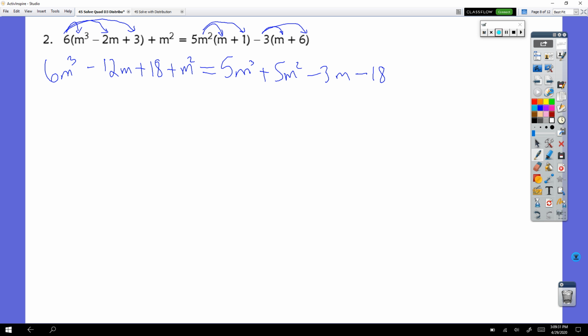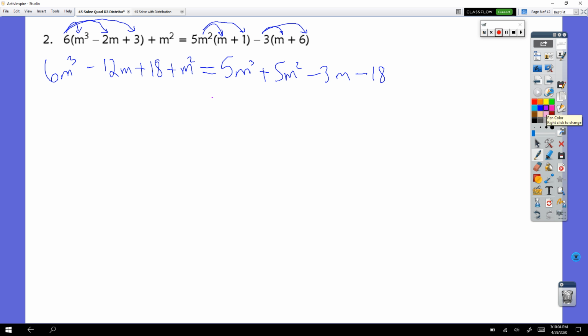The next thing I'm going to do is I'm going to look for the greatest degree term. So that means I'm looking for the term that has the biggest exponent. So when I look at all these terms, I'm seeing an exponent of a 3 on the left and an exponent of a 3 on the right. So I'm going to look at their coefficients now. I see a 6 coefficient on the left of the 6m cubed, and on the right I see a 5 coefficient, so I see a 5m cubed. So that gives me a clue that I should move all the terms to the left.